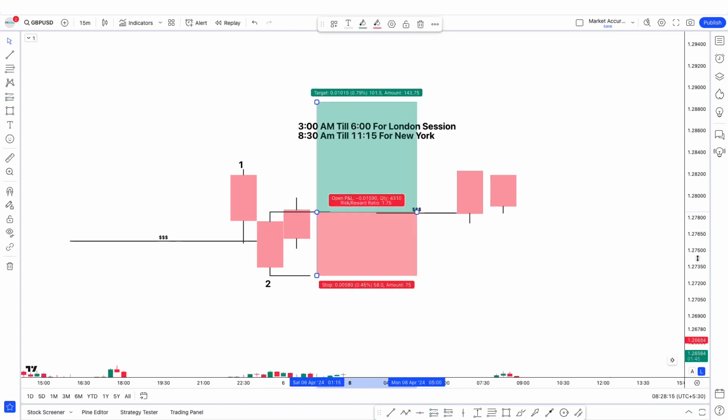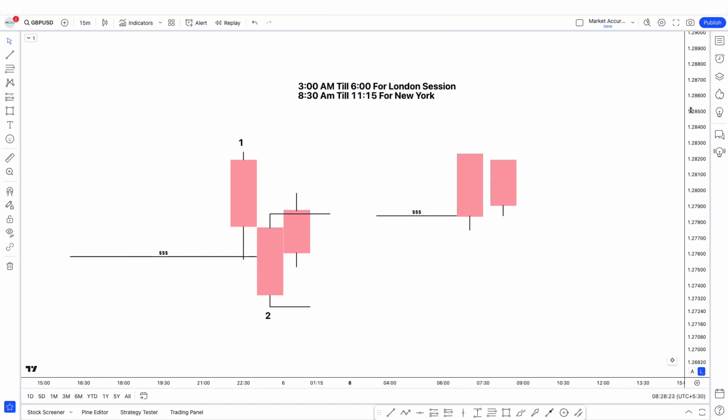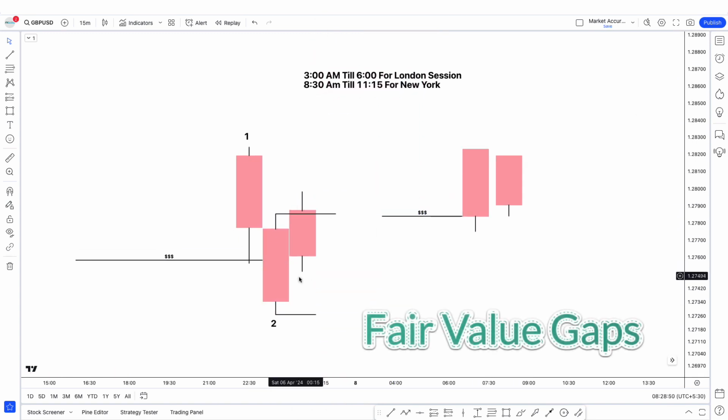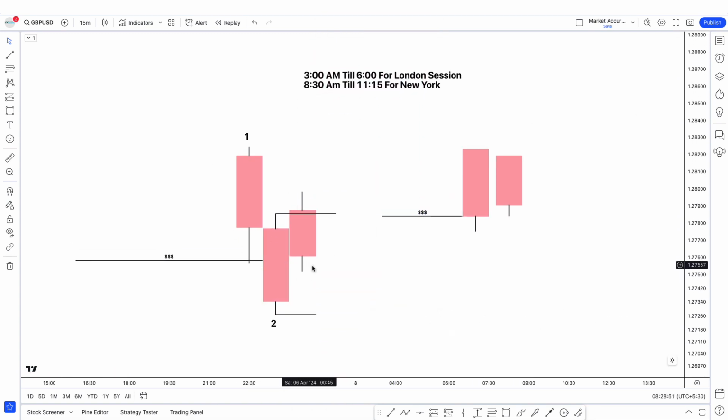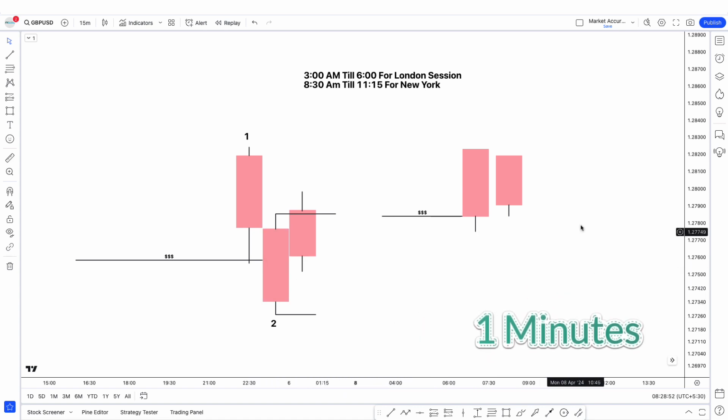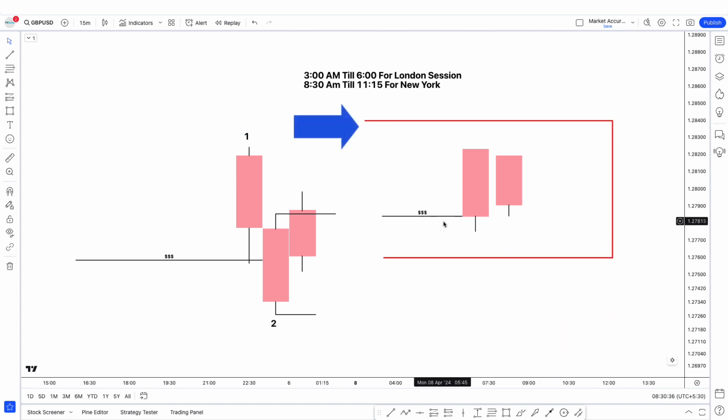Target whatever level you want to target. Or you look for fair value gaps on a smaller time frame. Let's say that you found this pattern on 15 minutes. You can look for entry on 1-minute time frame.